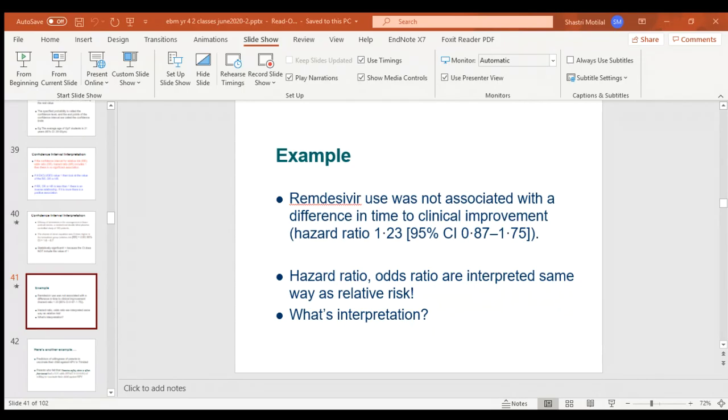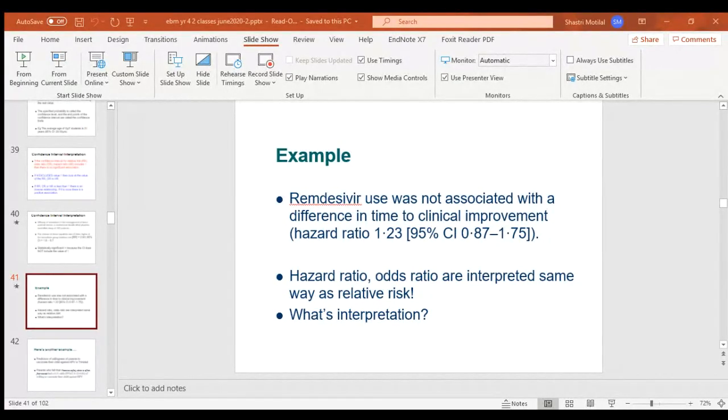Your next task then is to interpret it in terms of what it means. In that example I gave just now with the vaccine, the hazard ratio, the odds ratio of 0.3 would mean that people who get the vaccine have an inverse relationship. They're actually getting less of the disease. In other words, the vaccine is protective.